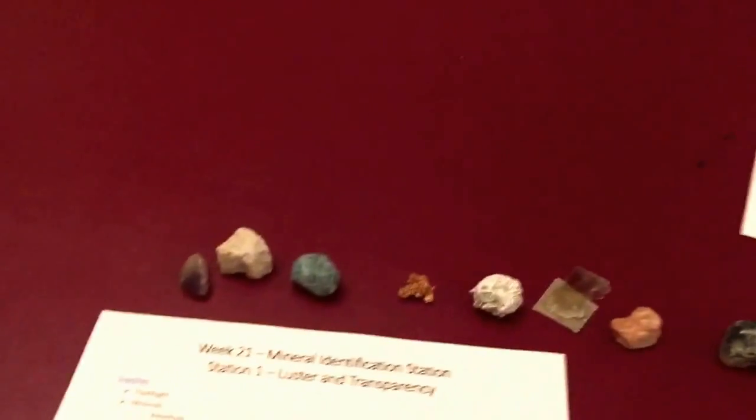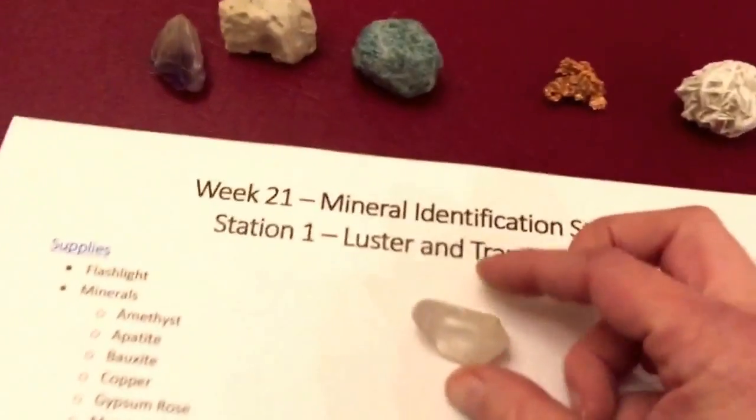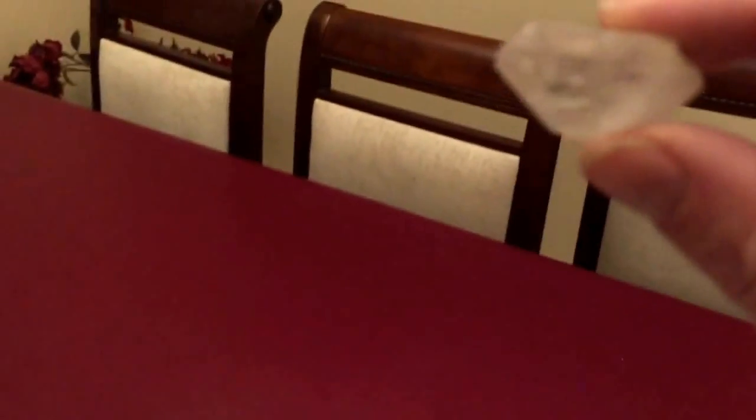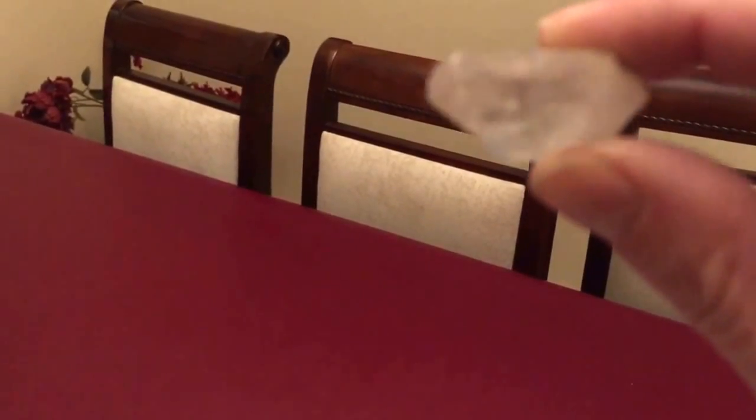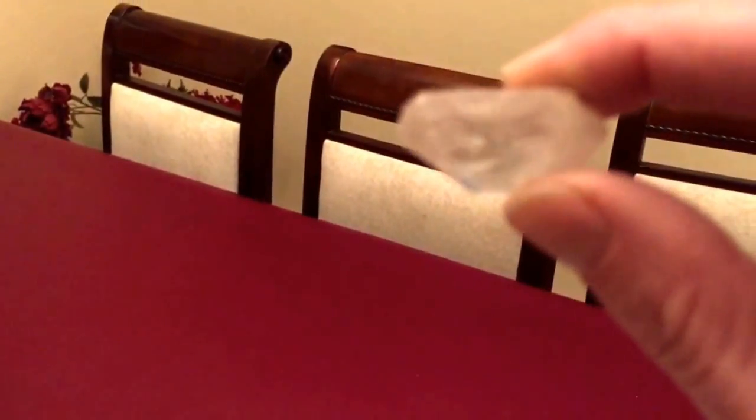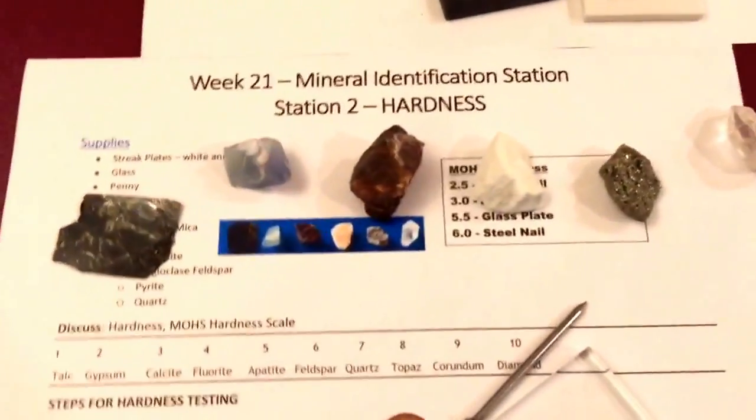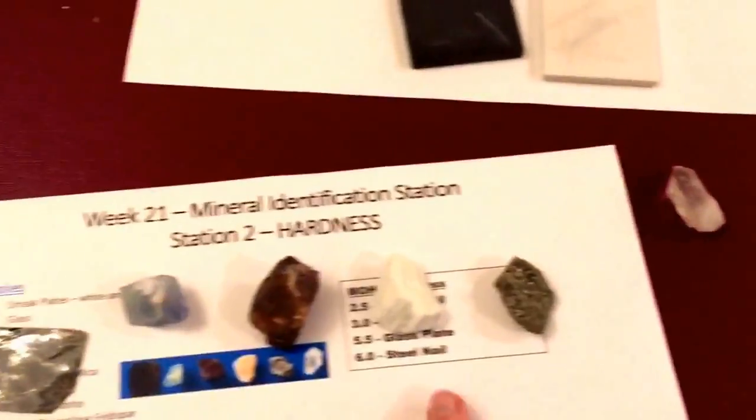You can also, if you really wanted to, bring over the quartz for this, and you can see how some areas of the quartz are transparent and some areas of the quartz are translucent. Okay. All right, moving on to station number 2. Station number 2 is about hardness.